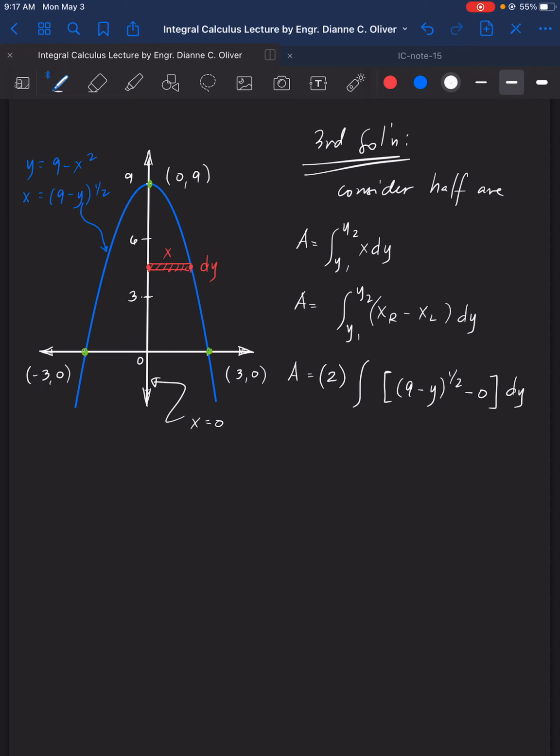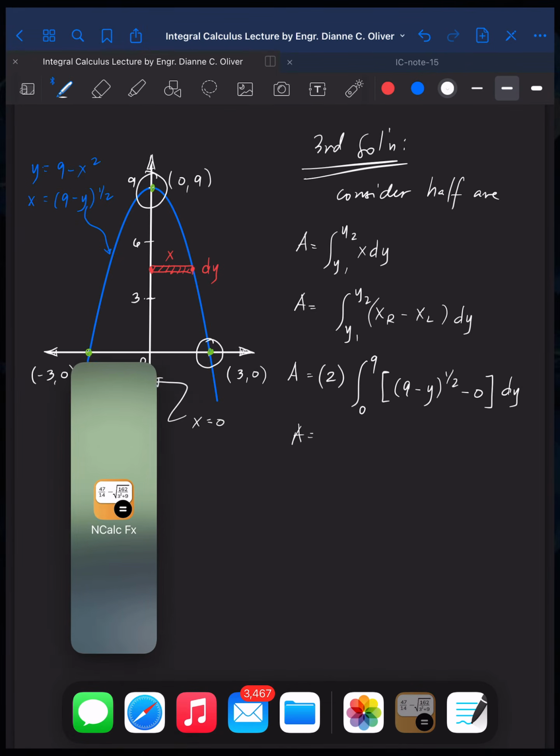How about the limits? Again, if we are using y1 to y2, y1 is the lowest point of intersection of the boundaries. So this is also a boundary, the x-axis. So the y there is 0. The highest intersection of the boundaries, we have there the 0, 9 there. So y2 is 9. So area is now equal to, again, let's use our calculator.